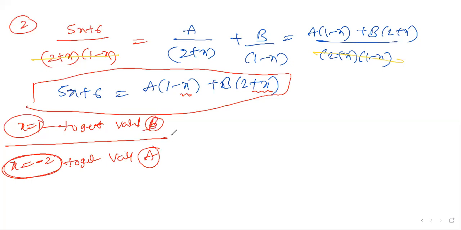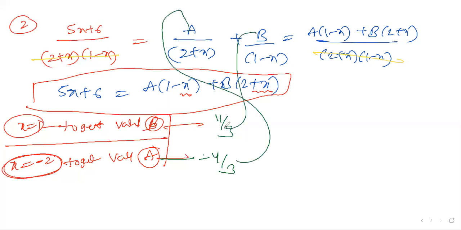Am I clear, right? Yes, sir. Yeah, that you can do. You'll get answer A and answer B. The answer of A is minus 4 by 3, and the answer of B you are going to get is 11 by 3. After that you can substitute the value of A and the value of B. Your answer is finished.